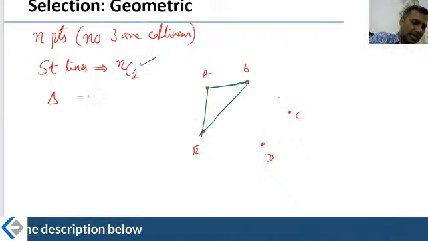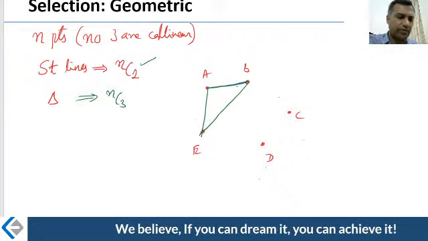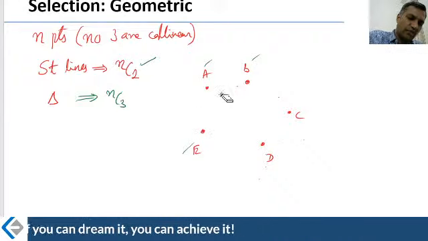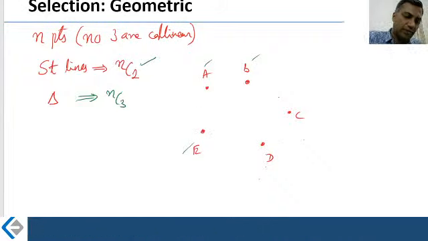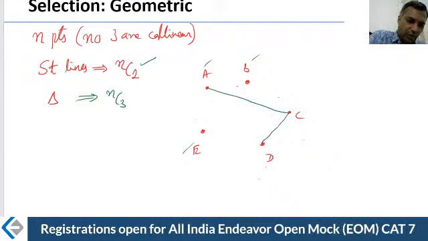Okay. What about triangles? NC3. What do you mean by NC3? Take any 3 points. For example, now you select A, B, and E. Only one triangle can be formed. You can never form a second triangle. If you select ACD, fair enough, even then only one triangle can be formed. Given 3 points, only one triangle is possible.